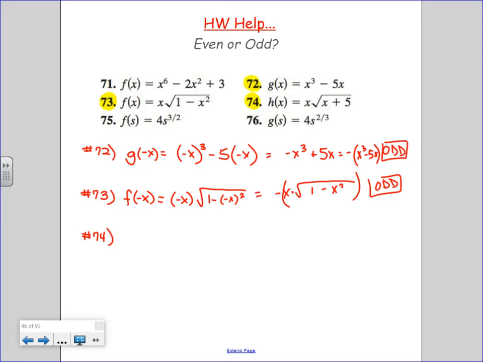What'd you guys get? What'd you do? You do f of negative x. Uh-huh. Is equal, ooh, it's h, but yeah. Same things. And then is equal to negative parentheses, to the square root of negative parentheses cx plus 1. What happened?